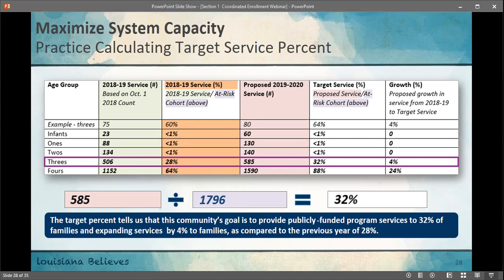And we still have the at-risk cohort being 1,796 at-risk students. And the target percent proposed to be served is 32%. Basically it's stating that the community's goal is to provide publicly funded program services to 32% of the families, expanding services by about 4% as compared to the previous year of 28%.